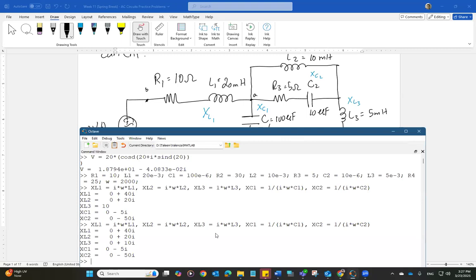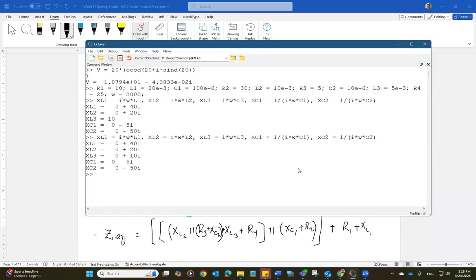So XL1, XL2, XL3, XC1, and XC2. Remember, reactance of an inductor is positive reactance, and reactance of a capacitor is negative because it's the denominator where you have j. So when it goes in the numerator, if you multiply numerator and denominator by the complex conjugate, of course you're going to get negative j for the complex number. So I have all these values. I don't have to put the values on the circuit because I'm just going to copy and paste this. And now I'm going to calculate my Z equivalent.